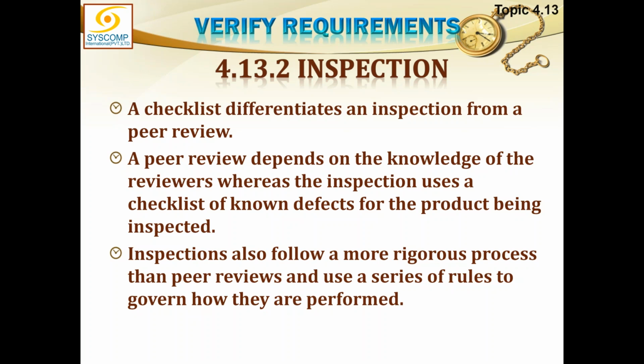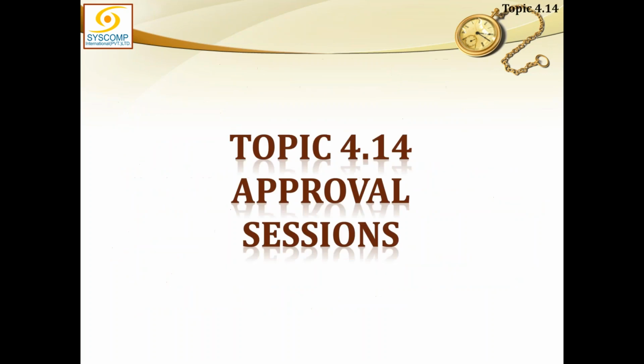A checklist differentiates an inspection from a peer review. A peer review depends on the knowledge of the reviewer, whereas the inspection uses a checklist of known defects for the product being inspected. Inspections also follow a more rigorous process than peer reviews and use a series of rules to govern how they are performed.